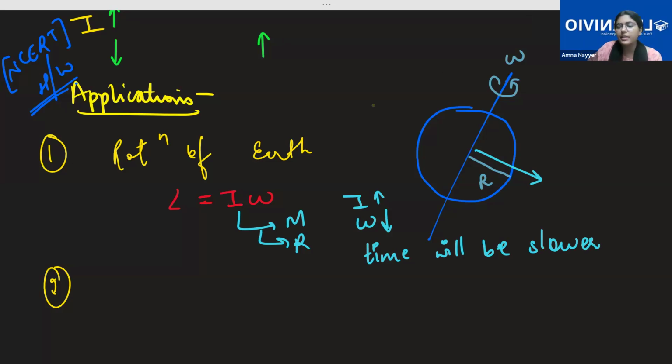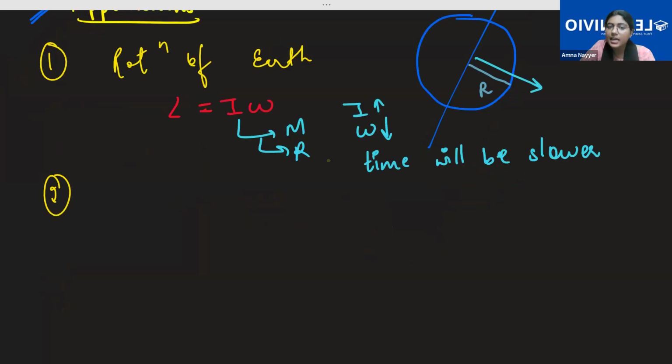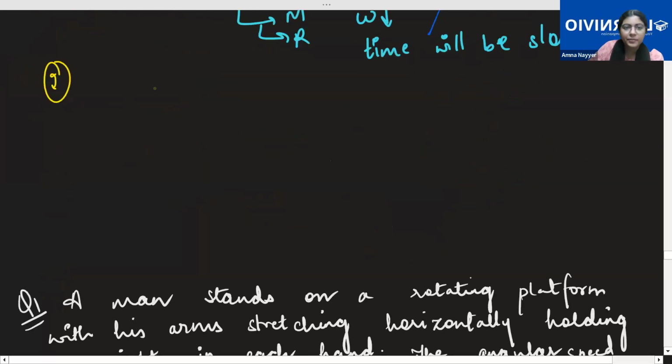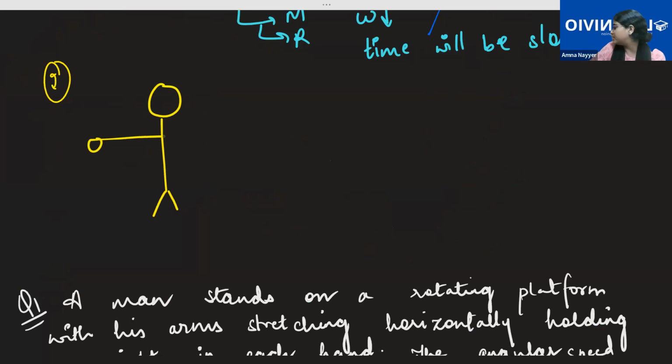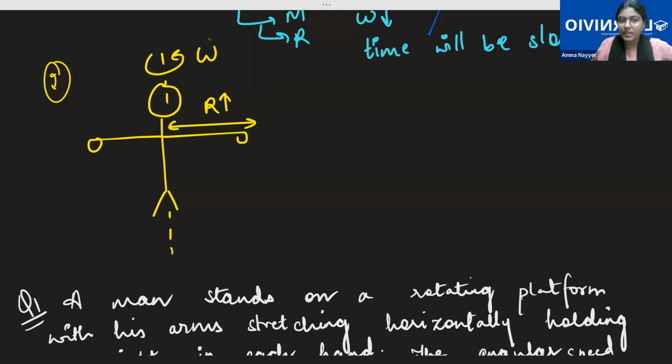One relatable example, well, this is not a relatable example because this doesn't happen. This is what if this happens. A relatable example is ballet dancers. That's the best example. They have their arms stretched out when they are moving. So when these ballet dancers are rotating, their radius is more, mass is also present, and they are rotating with some angular velocity omega. Radius is more, so moment of inertia increases further.